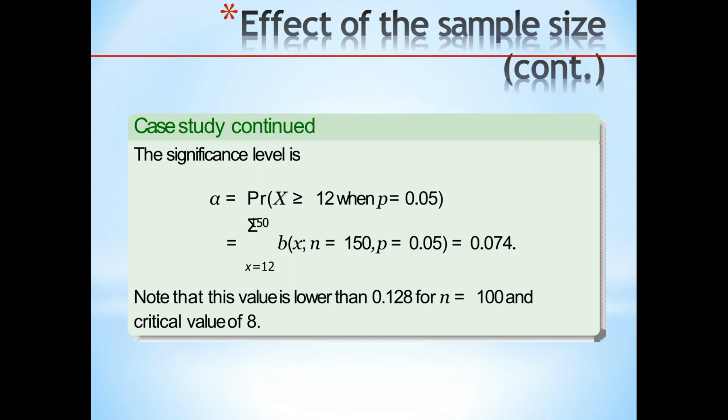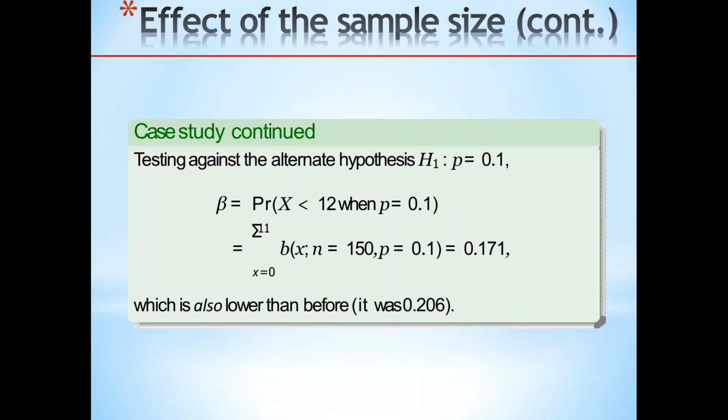So the significance level alpha equals the probability that x is greater than or equal to 12 when p equals 0.05. By calculating it, we get the alpha value as 0.074, which is much lower than 0.128, the previous value of alpha when n equals 100 and the critical value was 8.